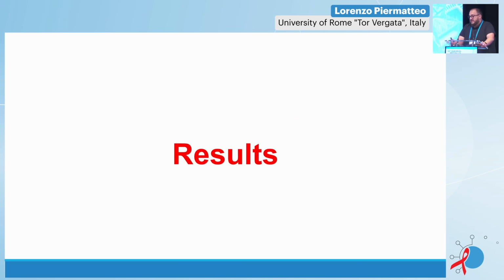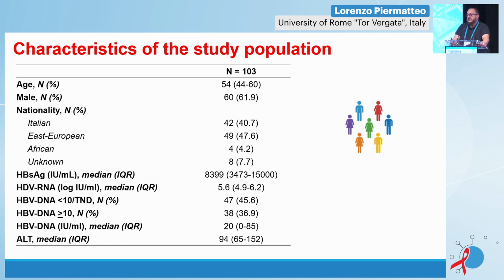Moving to the results, these are the characteristics of the study population, which is characterized by an overt HDV infection. In fact, the delta viral load is 6 log. The HBsAg levels are high, and also the ALT levels. Regarding nationality, the individuals are mainly from Italy and Eastern Europe, but we also have some African individuals.